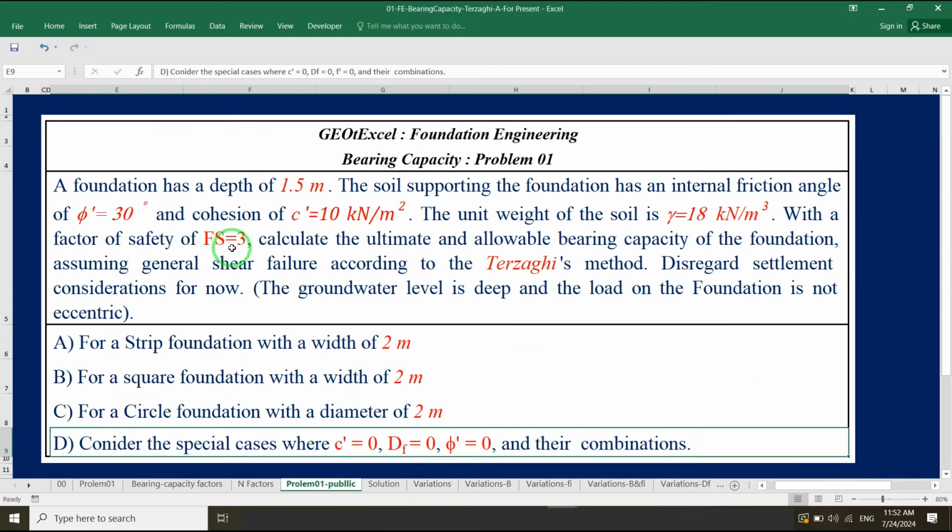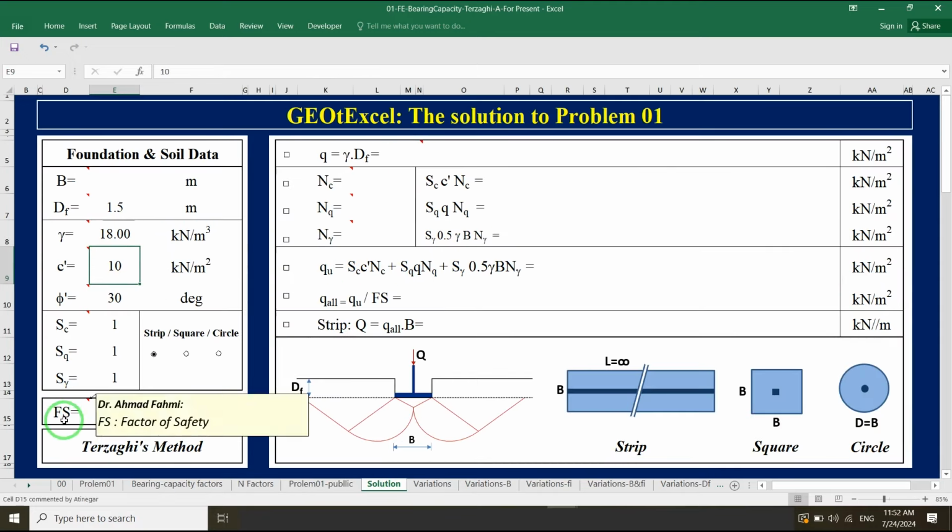with a factor of safety 3, calculate the ultimate and allowable bearing capacity of the foundation, assuming general shear failure according to Terzaghi's method. Disregard settlement considerations for now. The groundwater level is deep and the load on the foundation is not eccentric. In solution, factor of safety equals 3.